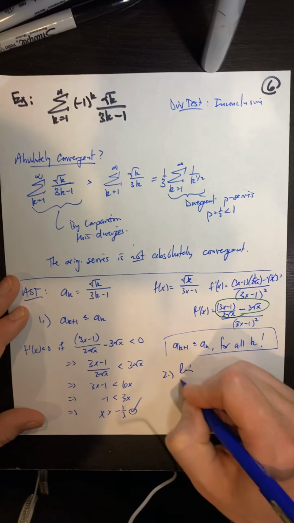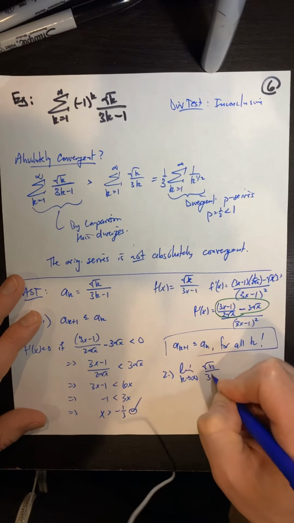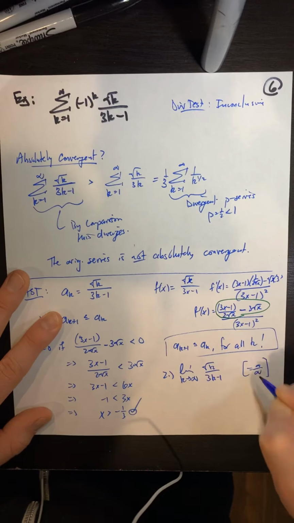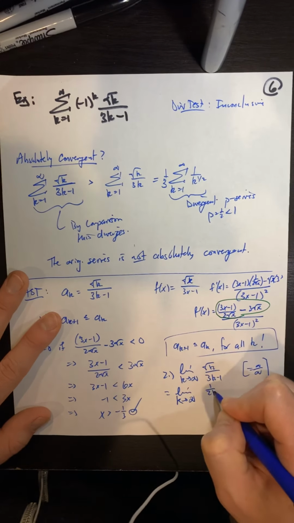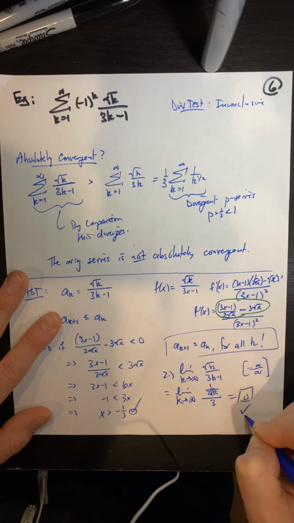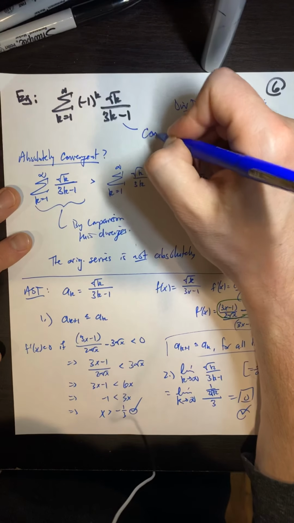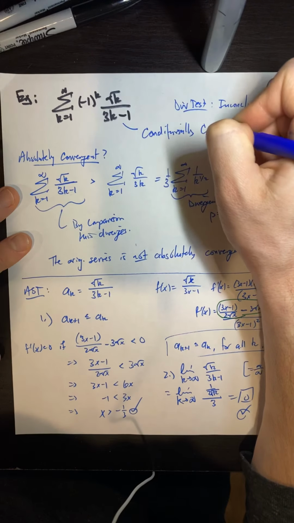The second part is the limit as k goes to infinity of root k over 3k minus 1. Does that equal 0? Well, here I get infinity over infinity. So why not use L'Hopital's rule? So we get 1 over 2 root k, over 3, which goes to 0. Therefore, this series is conditionally convergent.